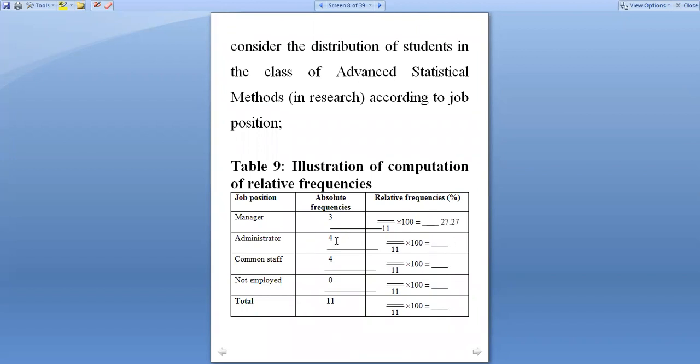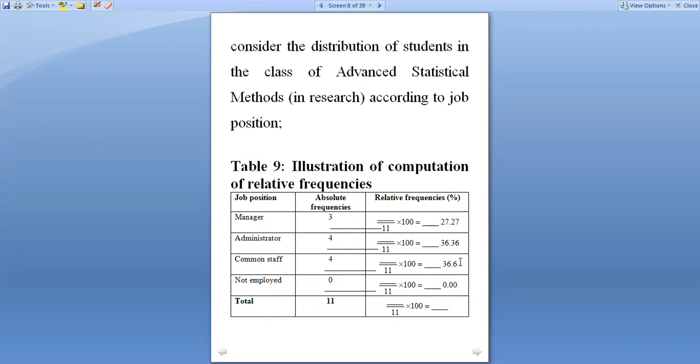So that is how we generate the percentages. Assuming here, if it is 4, then you will have 4 out of 11 times 100. What do you get? 36.36. And then this will be the same, eh? It will be 36.36 because it is also 4. This will be 0, 0.0.